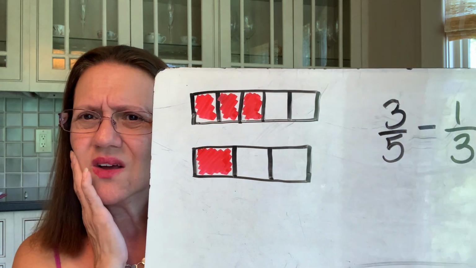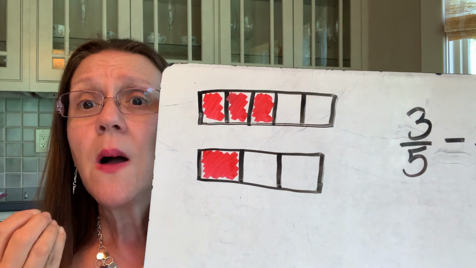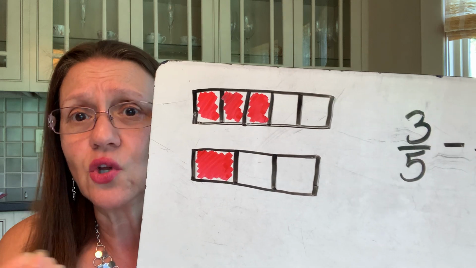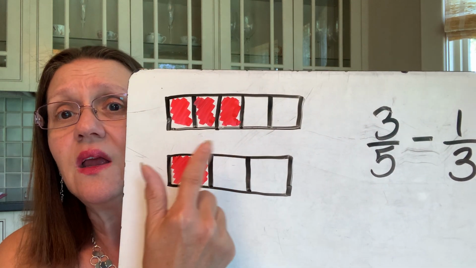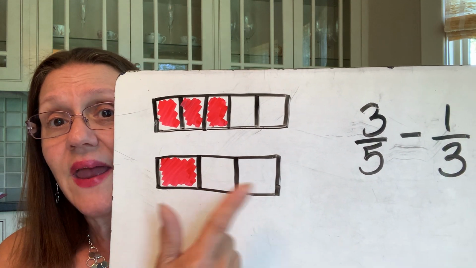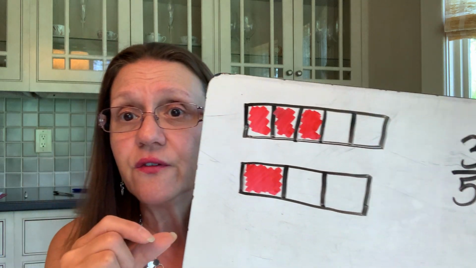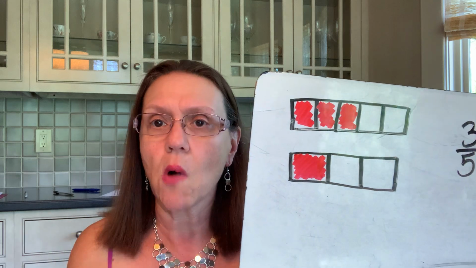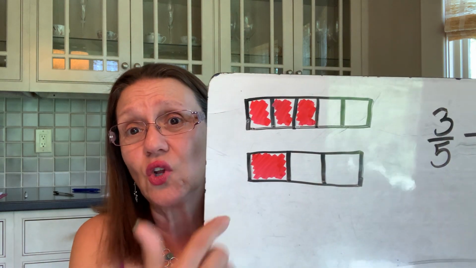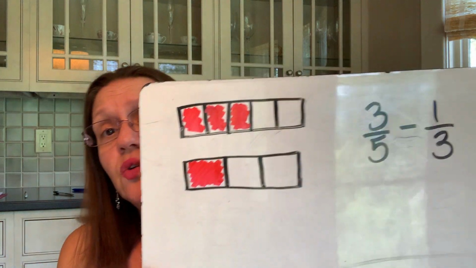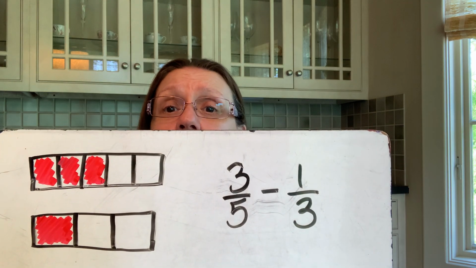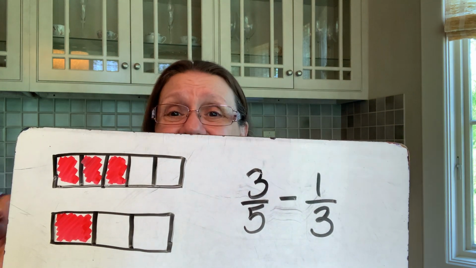What does that tell me about what my difference is going to look like? Well, as you can see from my models and from my estimate, my difference is going to be a little wee bit. I know that's not very mathematical, but that's what it's telling you. Your estimate's telling you that your difference will be very, very small, which makes sense if you look at the models.